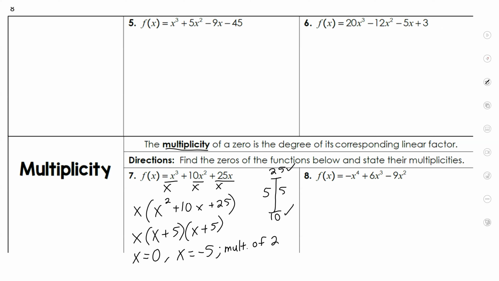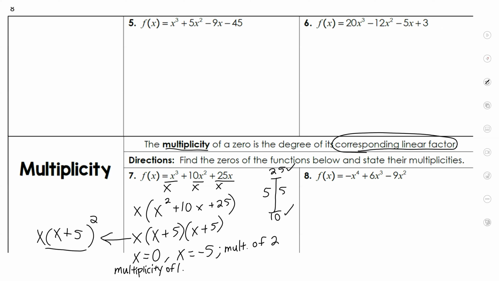How many times did I get x equals 0? Once. So this one is a multiplicity, I'll spell it out so you can see what it looks like, multiplicity of 1. So that's the new word, multiplicity. The multiplicity of a 0 is the degree of the corresponding linear factor. If I wanted to write this more efficiently, you can write these factors as x, and you have x plus 5 twice, so you can put a squared. You see how the linear factor has a squared on it? That's your multiplicity, 2.